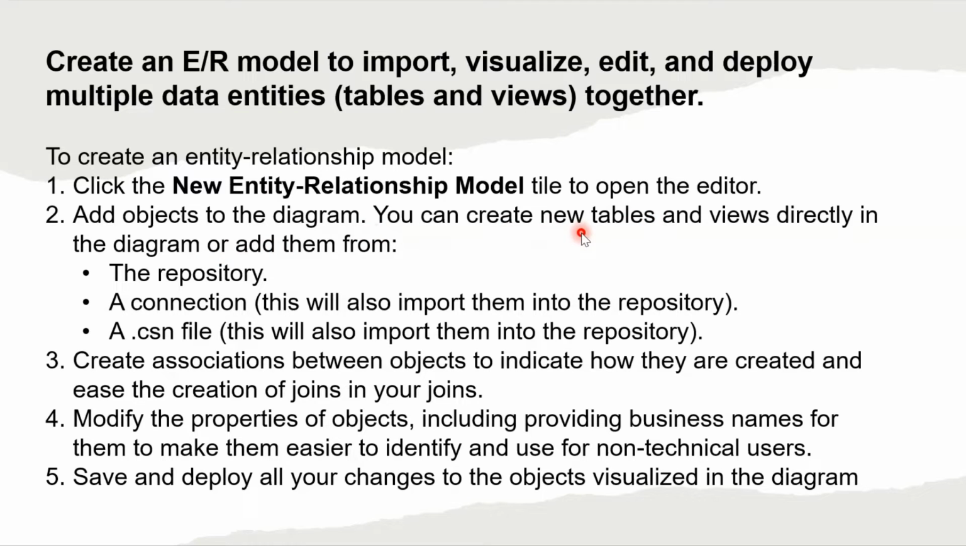So you can see we can also create new tables and views directly from the repository, from the connection, and from a CSN file. Create associations between objects to indicate how they are related and to ease the creation of joins. Then modify the properties of objects, including providing business names for them to make them easier to identify and use for technical users. Now save and deploy all the changes to the objects visualized in the diagram. So these are the basic steps of how we create the ER model in SAP Datasphere.